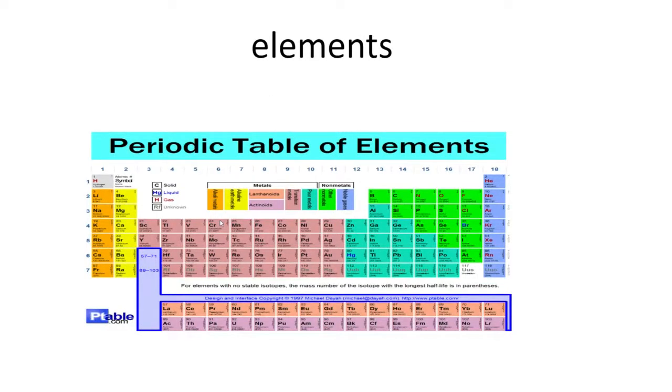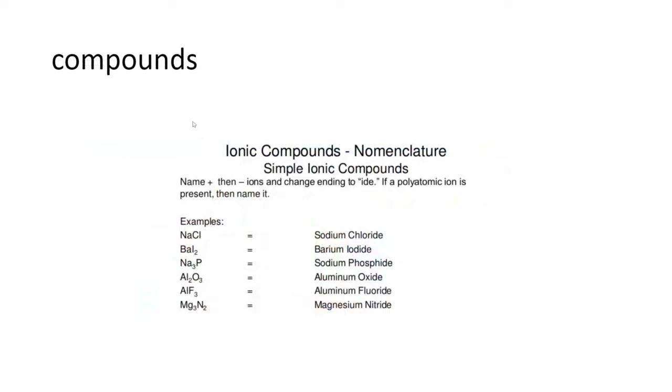Atoms are what make elements. Elements are the purest substances, and they cannot be broken down any further. We have compounds. These are when two different elements are joined together by different types of combinations. We will go more in depth on them in different slides.